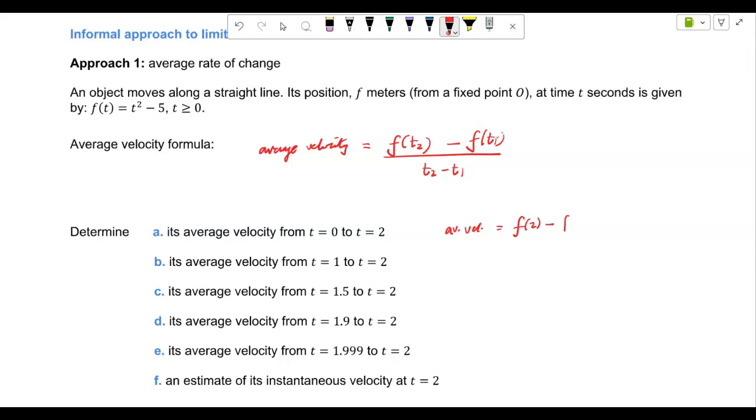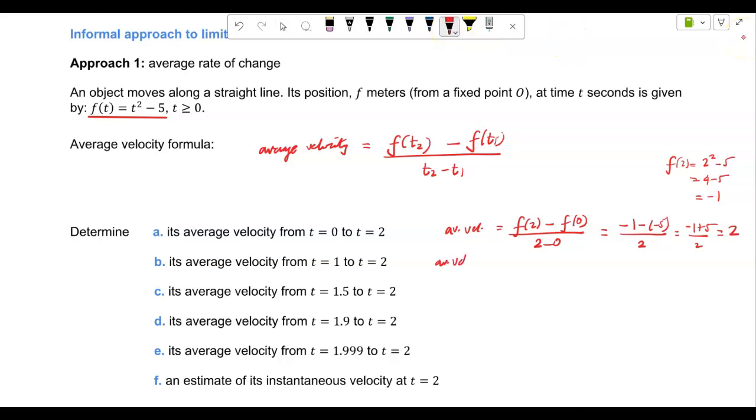F2 minus F0 divided by 2 minus 0. What is F2? What is F of t? F of t will be t square minus 5. So F2 will be what? 2 square minus 5, 4 minus 5, minus 1. F0 is negative 5 in brackets. So that will be minus 1 plus 5 upon 2 minus 0, which is 2. 4 over 2, the answer is 2.